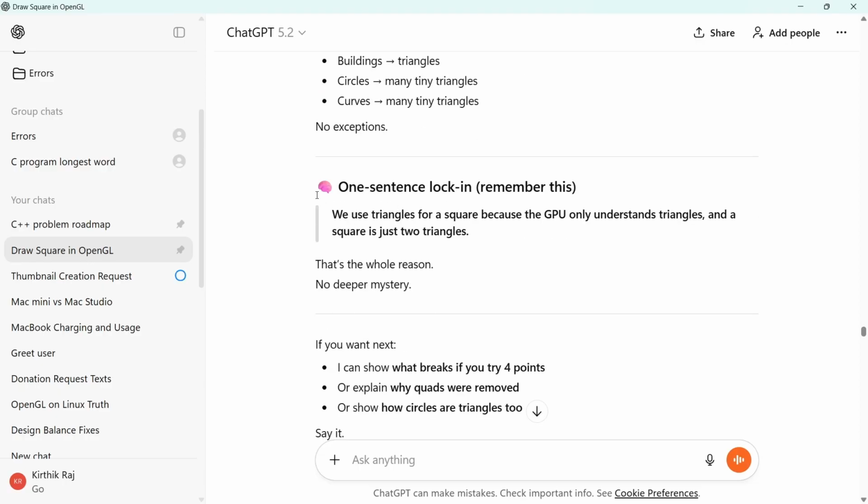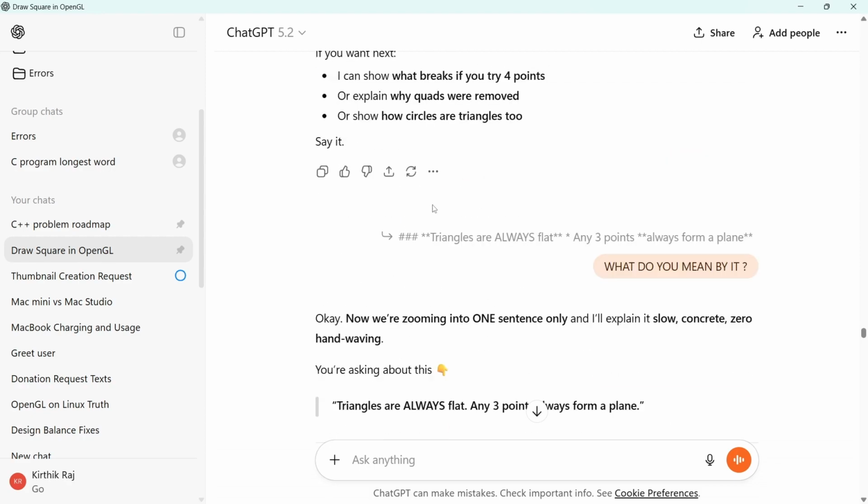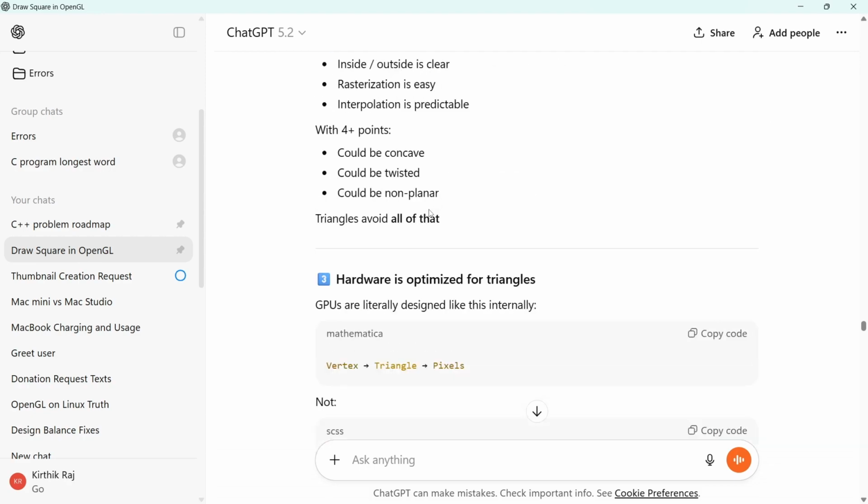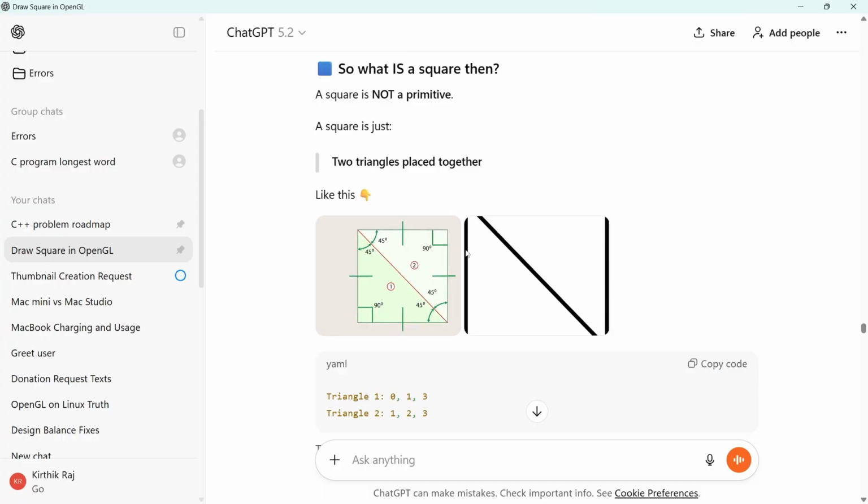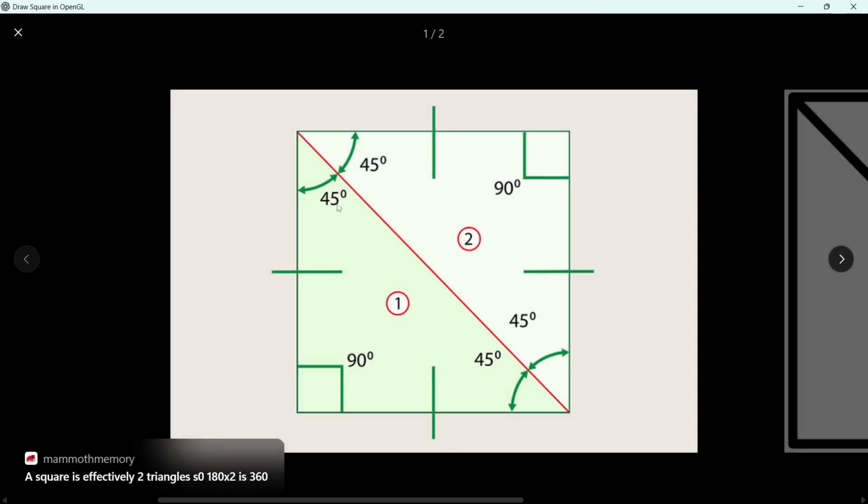Let's see about that. So, one sentence: we use triangles for a square because the GPU only understands triangles, and a square is just two triangles. So it is actually important to understand. It is a 45-degree, and it is a perpendicular, so it is a 90-degree, and again it is a 45 and 45.